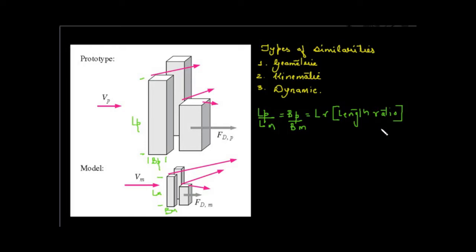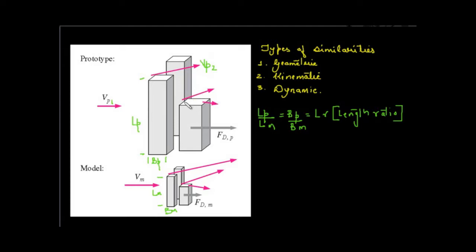The second type of similarity is called the kinematic similarity. Now it deals with the similarities of kinematic quantities like velocities and accelerations. Let us say, in order to understand this similarity, that the velocity in the prototype at a particular point is Vp1. We will call this Vp1, and this velocity is, suppose, Vp2. So these are the velocities.